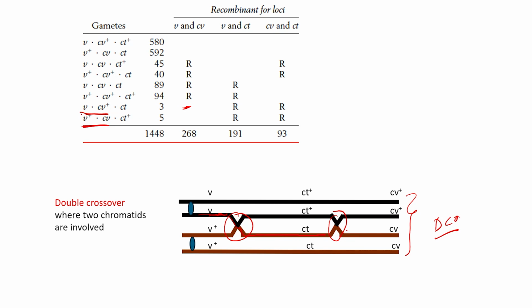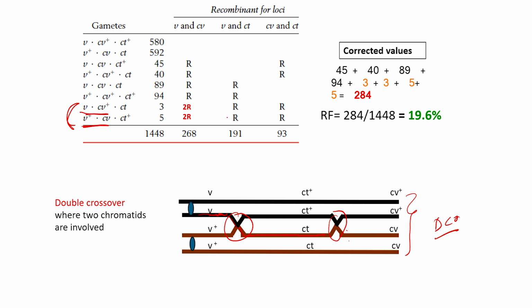CT is in the center. So you thought that this is a parental combination, but you get it back because there was a double crossover event. So to get this error corrected, because you have not counted them as a recombinant, ideally there were two recombinants here. So if you add these two R here for CV as well, so you consider that V and CV also undergo recombination here, then if you add these two R here, then your number will be corrected, right.